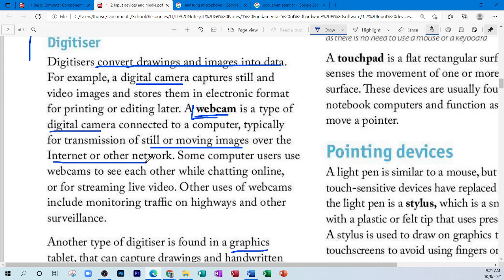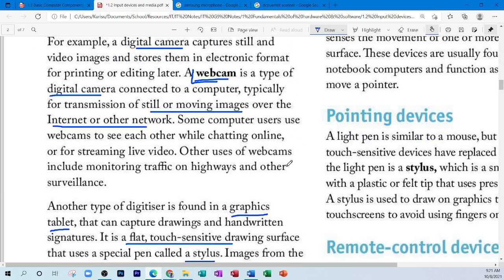So when your other teachers want to basically see you, you would turn on that webcam so that they can be able to do so. Webcams can be used for chatting online and for streaming live videos. I'm sure some of you know about those. And webcams can also be used for monitoring traffic and surveillance. These uses are very important to remember.